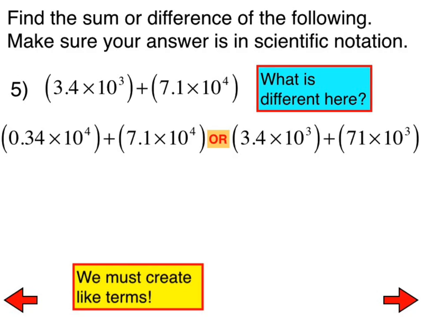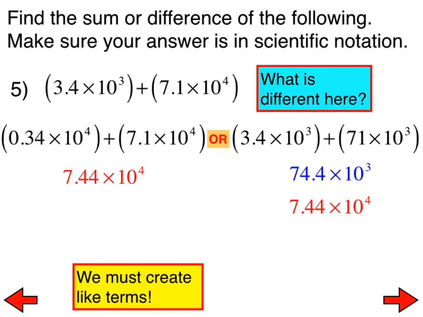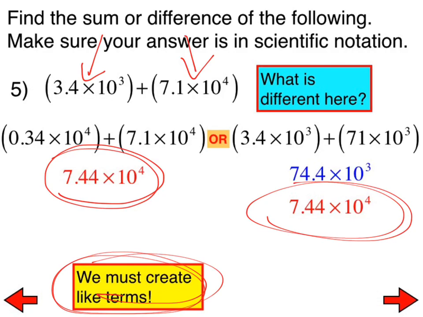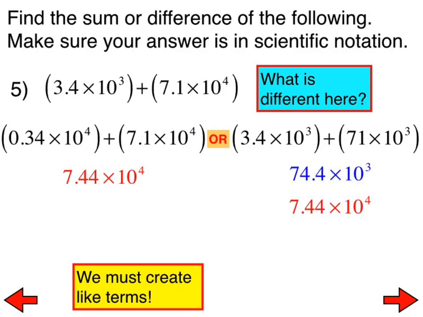So now let me finish the left-hand side. That would be 7.44 times 10 to the fourth. On the right-hand side, that would give me 74.4 times 10 to the third, but then if I turn that into scientific notation, you can see that I essentially end up with exactly the same thing there. You have a choice. Either make an adjustment on the first expression or the second expression, but the idea here is that you must create like terms. Any questions about what I did on number 5?